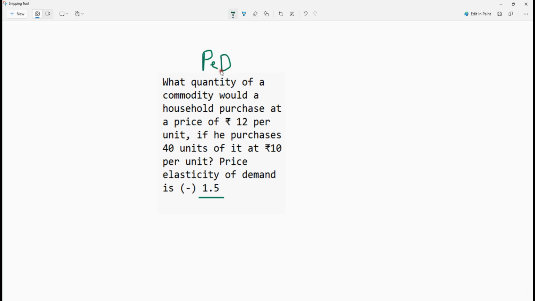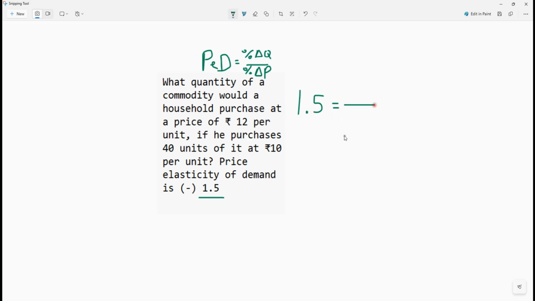We want to use the arc elasticity formula, which is the one about the change. So this is percent change in quantity over percent change in price. And we've got the price change going from 10 to 12. Okay, and then we know that the elasticity is negative 1.5, but in absolutes we could say it's 1.5. So that's this right here.